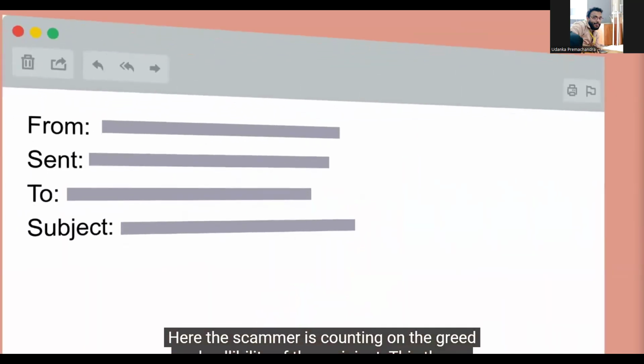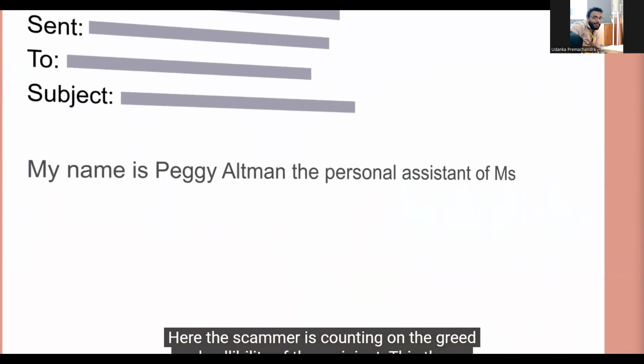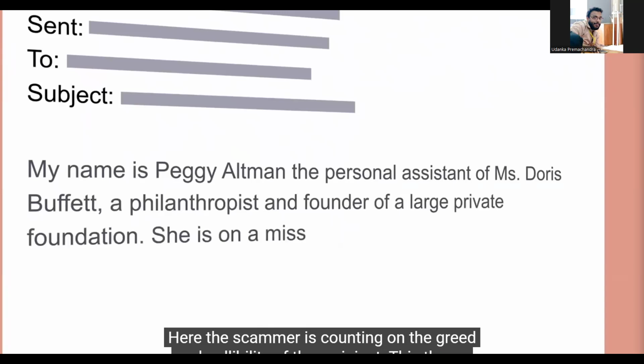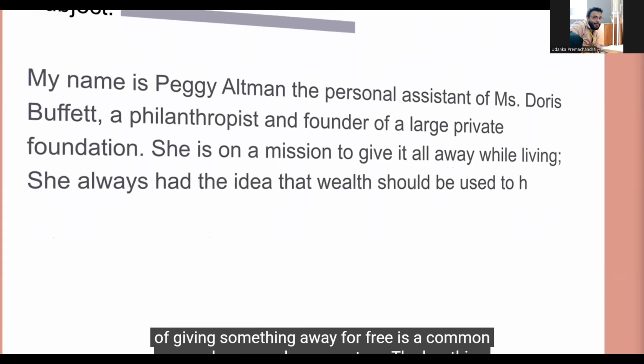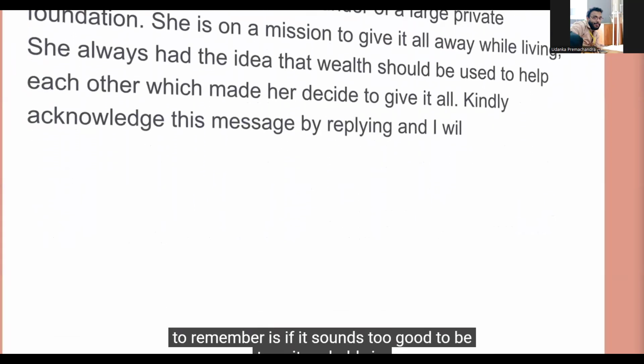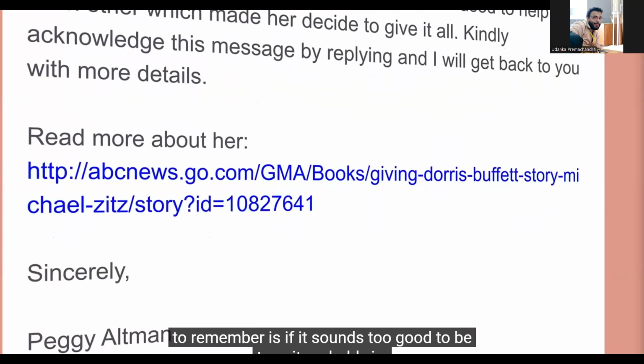4. Charity donation. Here the scammer is counting on the greed and gullibility of the recipient. This theme of giving something away for free is a common one and preys on human nature. The key thing to remember is if it sounds too good to be true, it probably is.